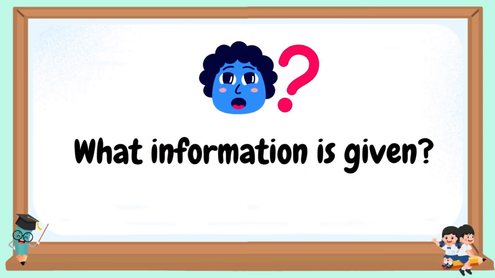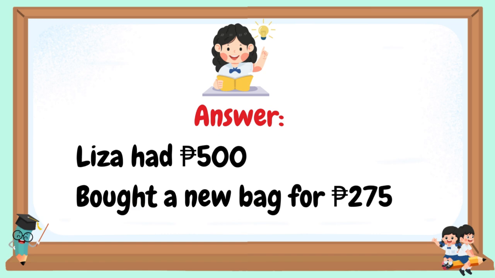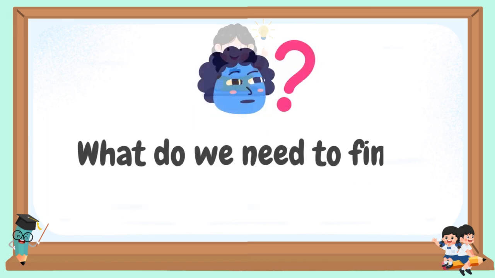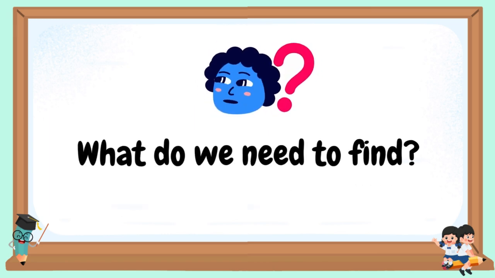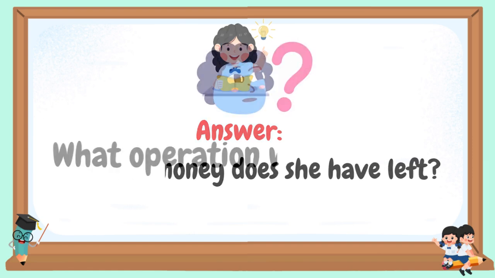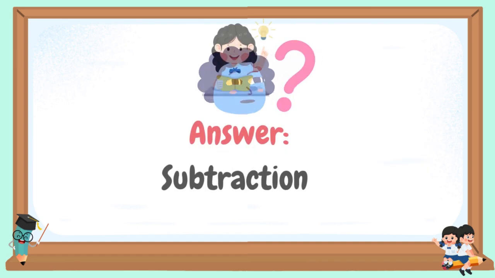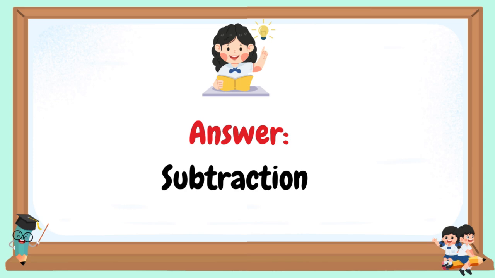What information is given? Answer: Lisa had 500 pesos and she bought a new bag for 275 pesos. What do we need to find? Answer: how much money does she have left? What operation will we use? Answer: subtraction.